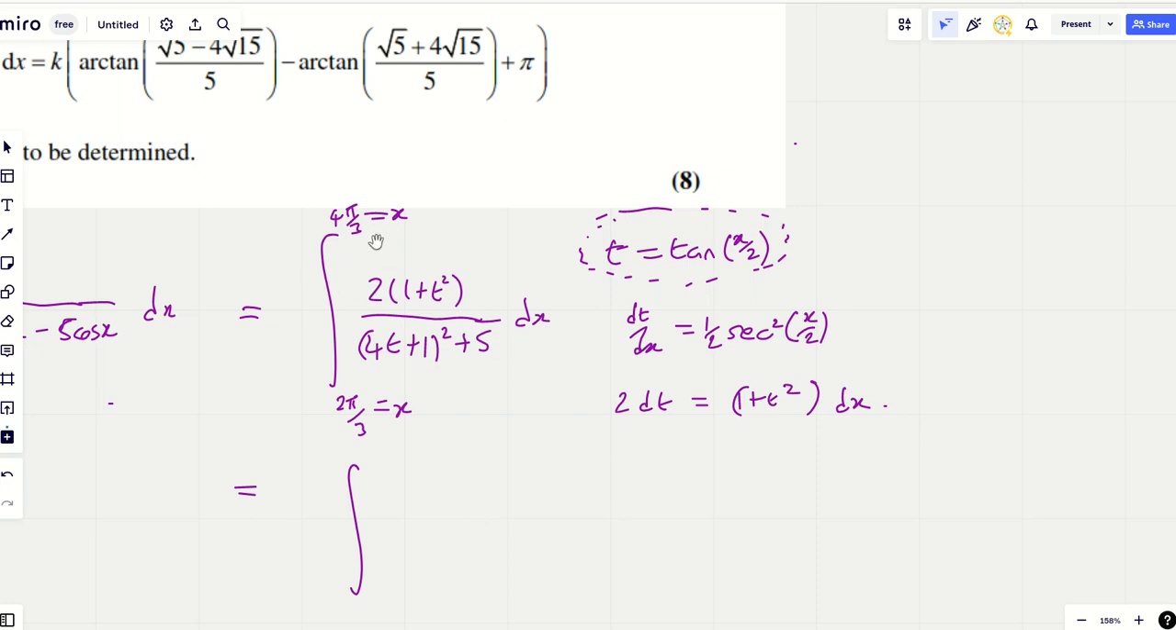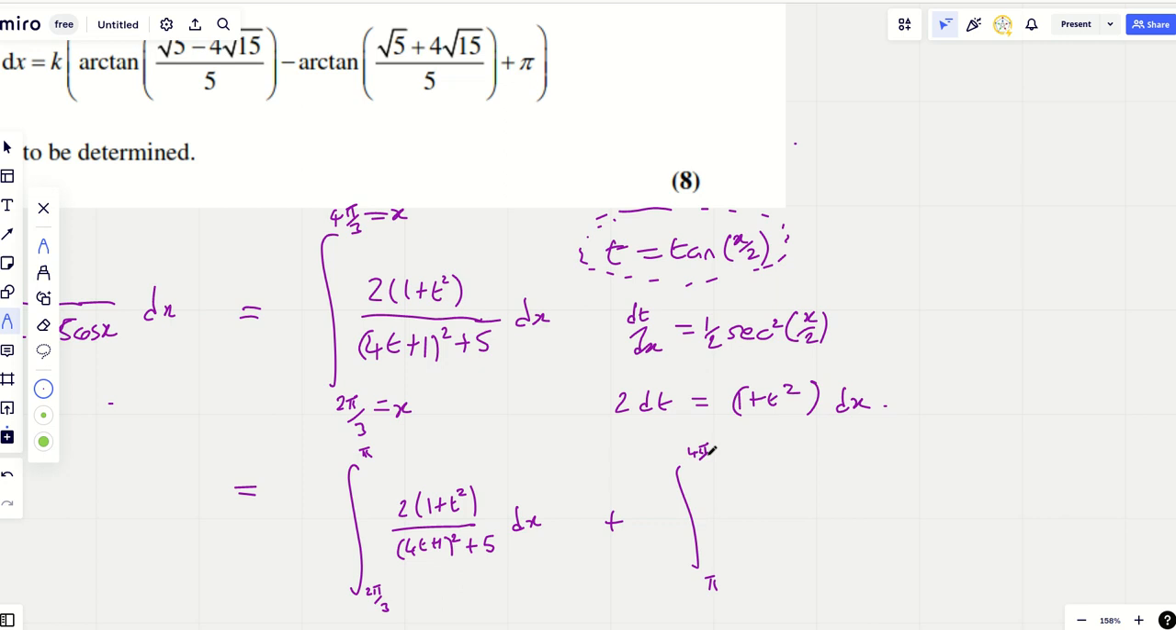Well, seeing as pi is the problem here, because tan of pi over 2 is infinity, that's why we're going to break it up into the following: 2 pi over 3 to pi. And I'm going to still write down this as x as a function of t, if that's alright. I'll deal with the substitution in 1 second. Over 4t plus 1 all squared. So I haven't changed this for dt yet, plus, and then pi to 4 pi over 3. And then I'll write this out again, over 4t plus 1 all squared plus 5 dt dx. Okay, so that's broken it up.